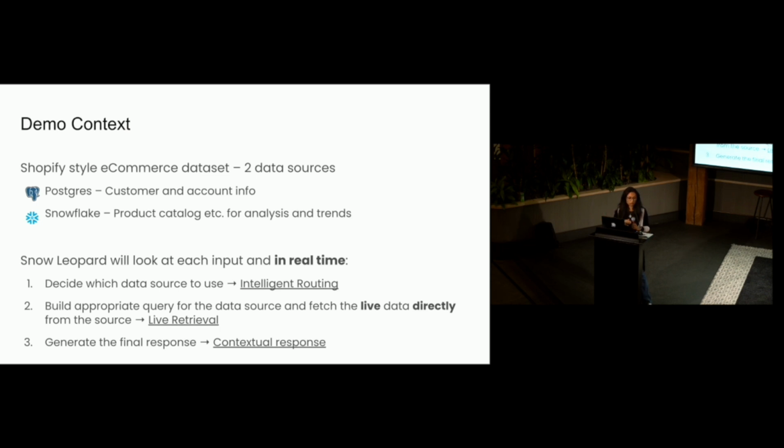In real time, when Snow Leopard gets a query, it is going to decide what data source to use between those two, which we call intelligent routing, where to go, what row and column to use. Then it will build the SQL query for PG SQL or Snowflake SQL, run the query on that particular instance, and fetch the data live from the data source. We call this live retrieval. Then it'll generate the final response with the contextual data that it has. So are we ready?